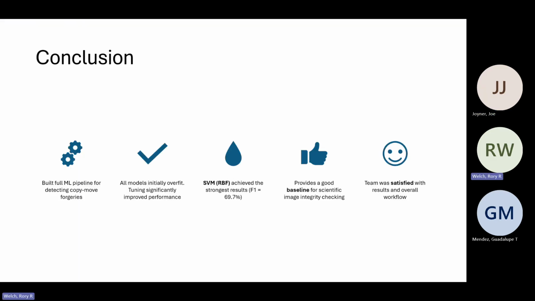Thanks. So, in conclusion, just to sum up our entire project, we built a full machine learning pipeline for detecting copy move forgeries. All models initially overfit, but tuning did significantly improve performance, with our SVM with the RBF kernel achieving the strongest results with an F1 score of 69.7%. This provides a good baseline for scientific image integrity checking using classical machine learning models, and we were overall satisfied with our results, even with the time constraints that limited us. So I'm going to pass it on to Joe now, who has a code demo.